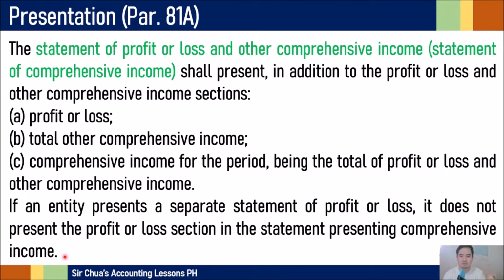But most of the entities, they prepare the statement of comprehensive income in a single statement format, which is nandun na po lahat. Your profit or loss, your other comprehensive income, tapos yung mismong total mo na po na comprehensive income for the period. Single statement na siya, okay? But all of those naman po na binanggit ko is actually acceptable under IAS 1.